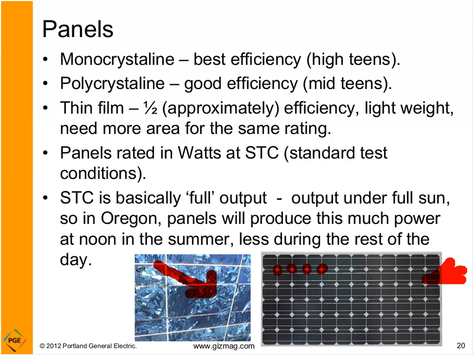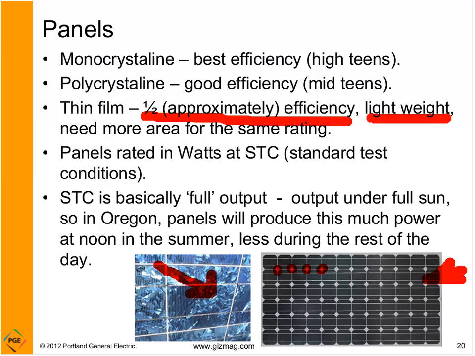Now on thin film, that's a very different process. It basically prints a panel using a printing process. They're very low efficiency, about half of what poly and monocrystalline are, but they have some other advantages. They're very lightweight and they're very inexpensive. So the bottom line is, to get a given amount of output, you may have twice as much thin film, but it'll cost about the same as polycrystalline or monocrystalline.